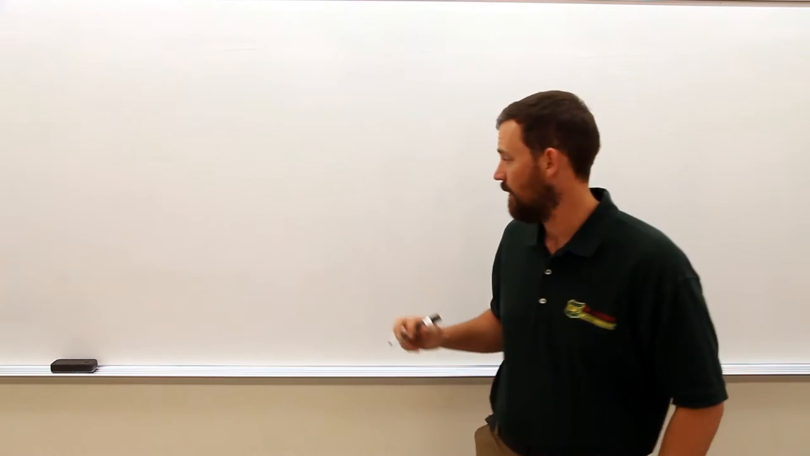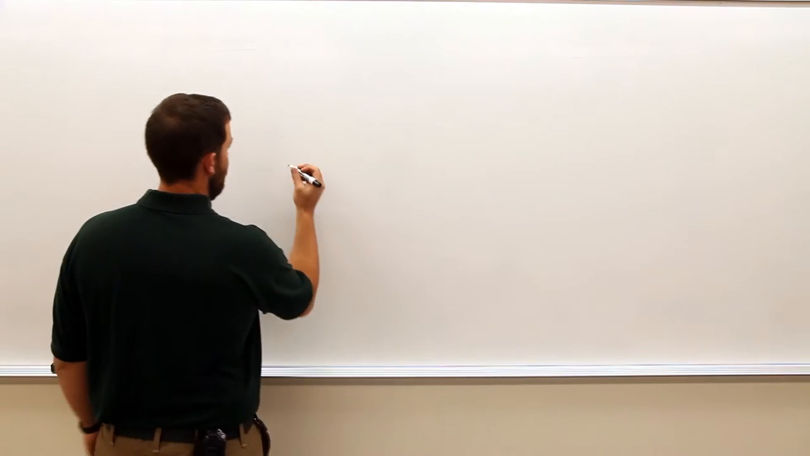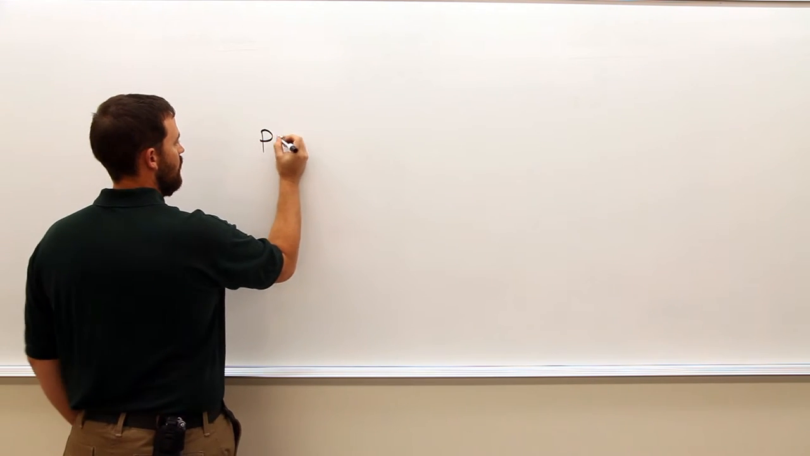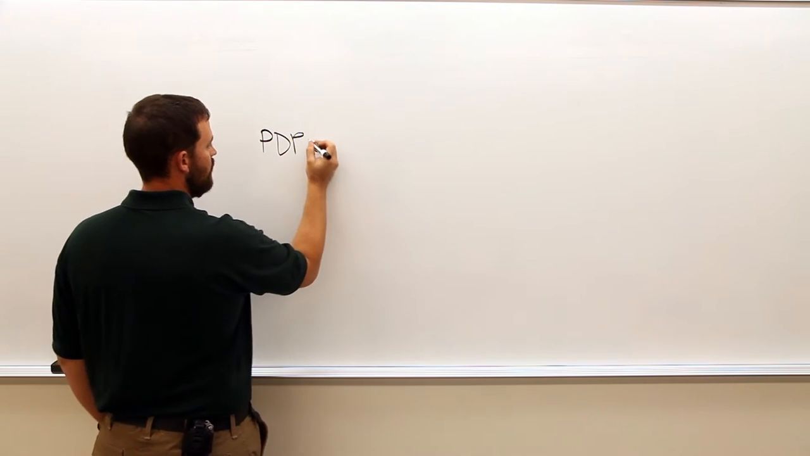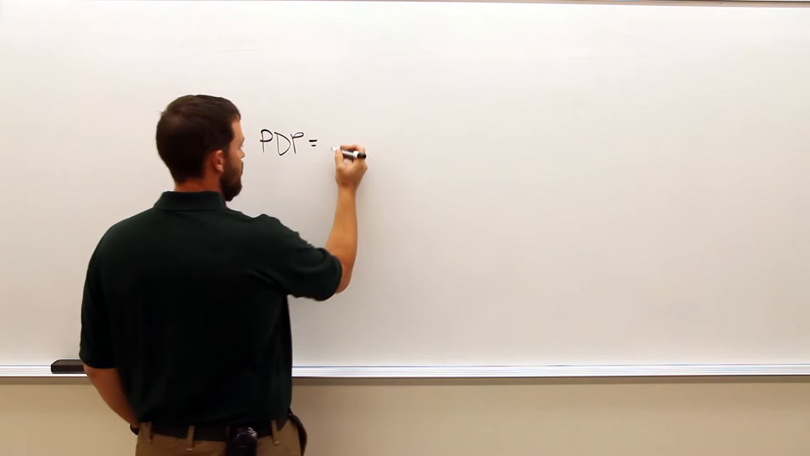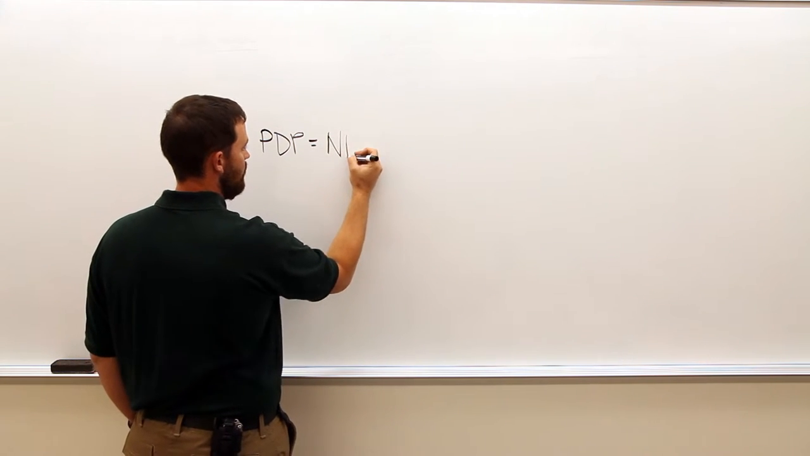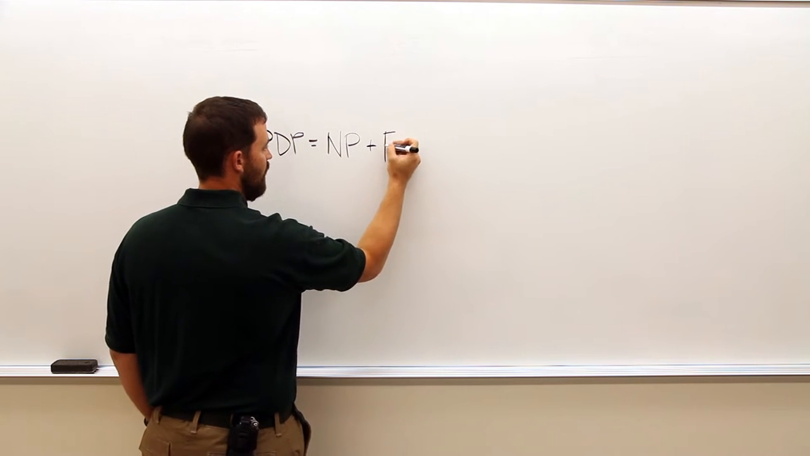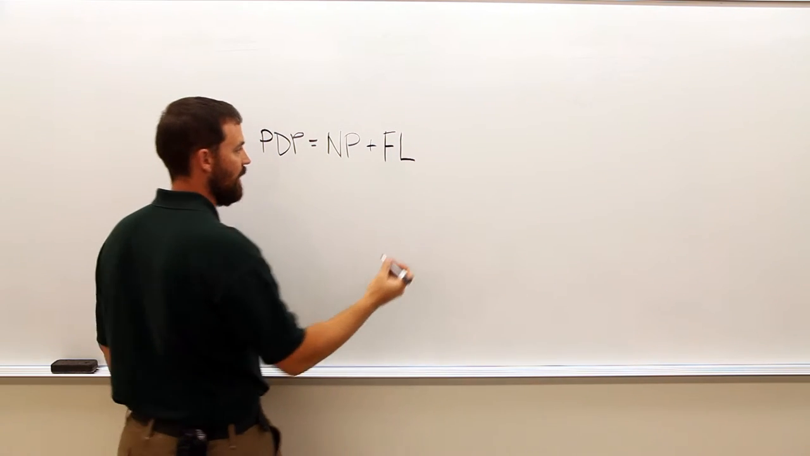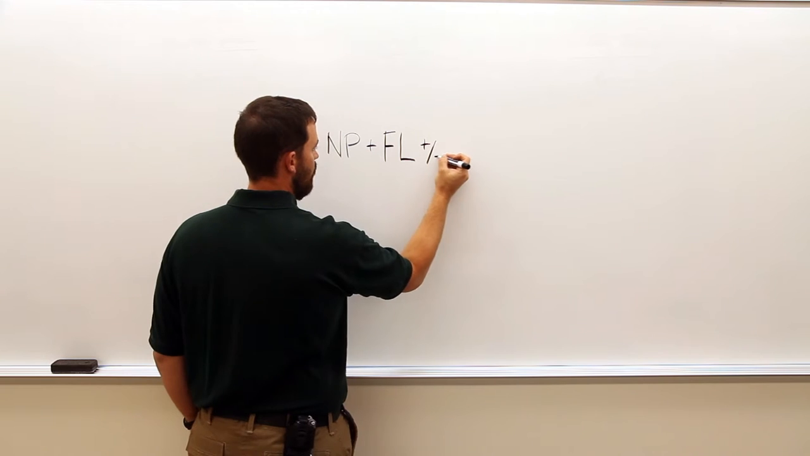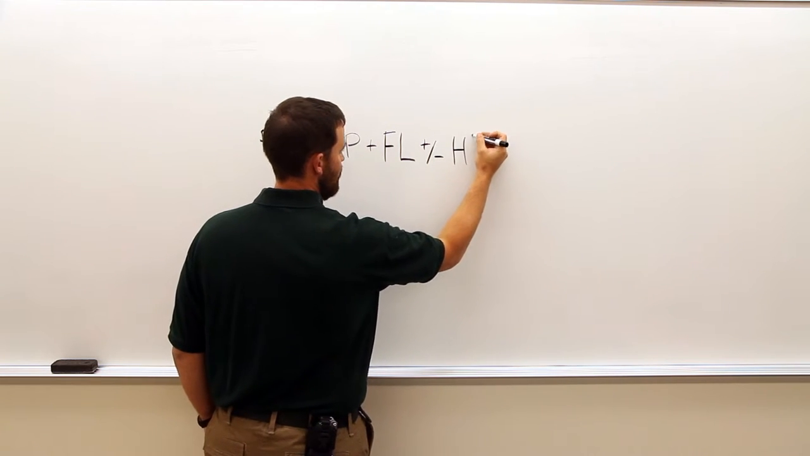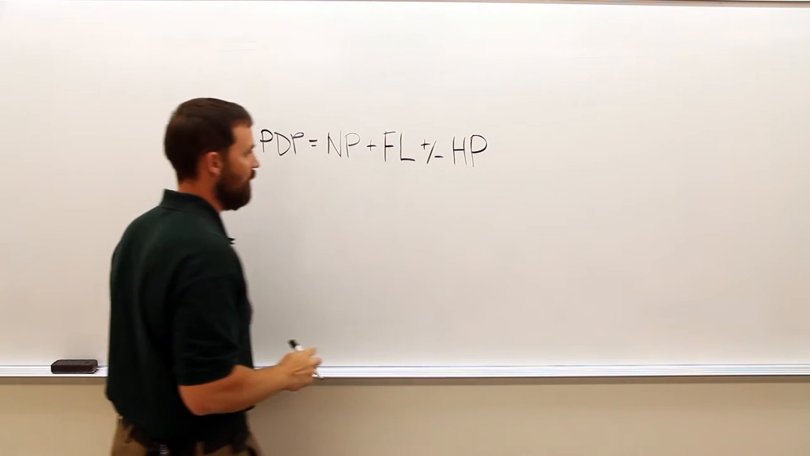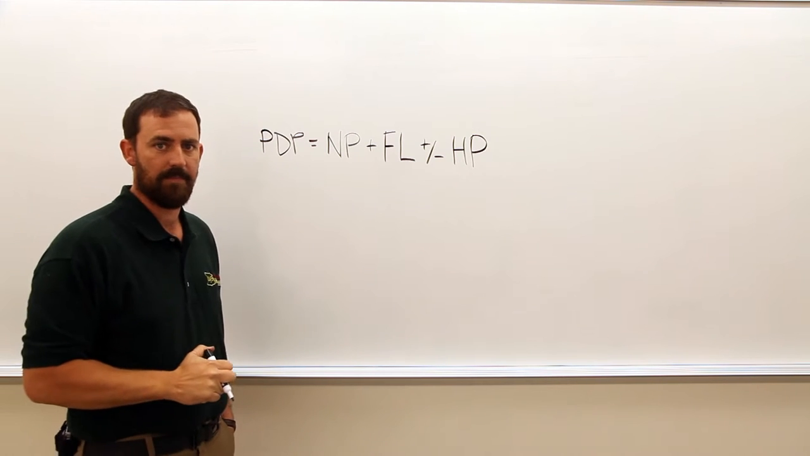So let's begin. To start off with, we see that our formula is PDP, which is pump discharge pressure, equals the nozzle pressure of the nozzle plus the friction loss of the hose lay, and then plus or minus the head pressure. And we'll explain why each one of these elements is important.